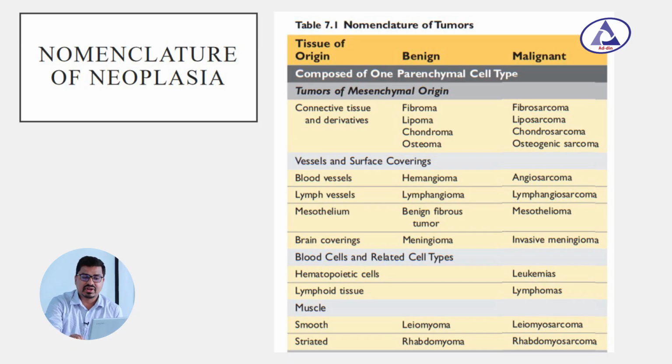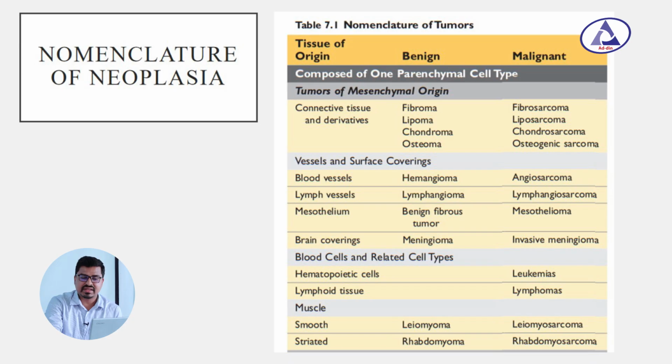Vessels and surface coverings. Blood vessel tumors: benign is hemangioma and malignant is angiosarcoma. Lymph vessels: lymphangioma is benign and malignant is lymphangiosarcoma. Mesothelium: mesothelioma. Brain covering: meningioma is a benign tumor and invasive meningioma is a malignant tumor.